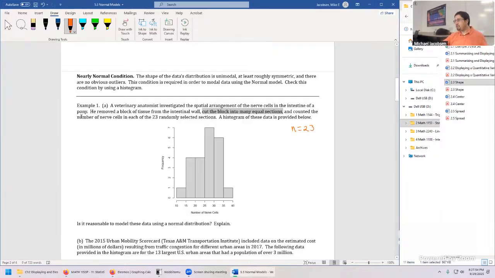And counted the number of nerve cells in each of the 23 randomly selected sections. I'm not too sure why they would be so interested in nerve cells, but possibly something to do with this animal's condition. And this is the data they got. So this was just for one section of the intestinal wall. You might imagine that all around that section, the data probably looks about the same, and maybe we can model this data. These data, if you look into it, it looks like it is unimodal. There's one main peak.